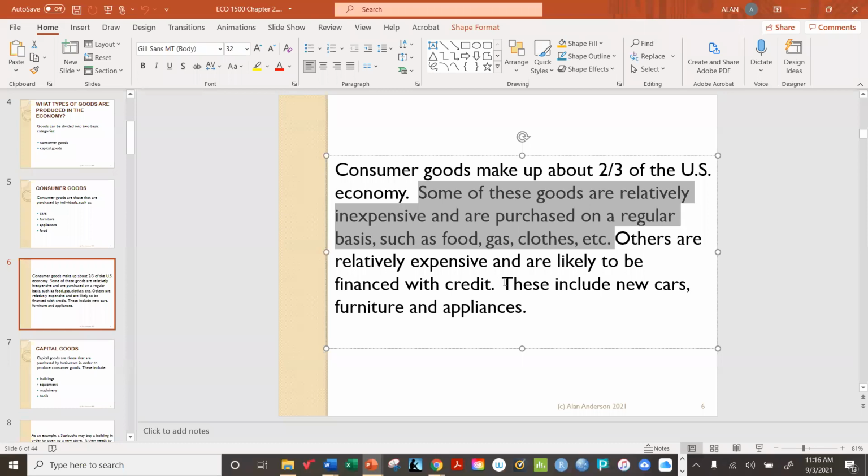The things you only buy very occasionally and are meant to last a very long time. Like cars. How often do you buy a new car? Not very often. Well, all right, I shouldn't say not. Some people need a new car every couple of years, but for the most part, when you buy a car, your plan is to keep it for several years. Furniture, that's meant to last a very long time. How often do you replace your couch, for example? I mean, not very often. Appliances like refrigerators. These types of goods are much more expensive and they are almost always financed with credit.